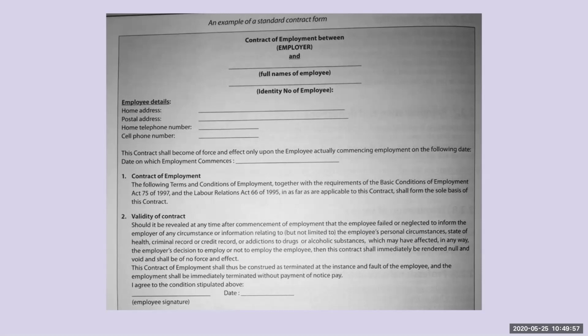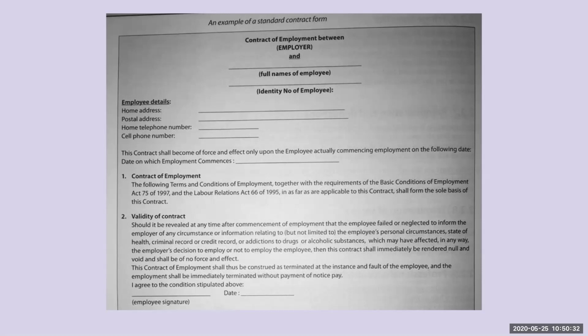The same goes for things such as a criminal record. Let's say that I have been convicted of theft, then obviously somebody is going to be reluctant to appoint me in a position where I might work with things that I can steal. So it is your job as the employee to declare things that might affect your ability to do your job. This contract of employment shall thus be construed as terminated, in other words, ended at the instance and fault of the employee. So it is your fault as the employee because you did not declare these things.